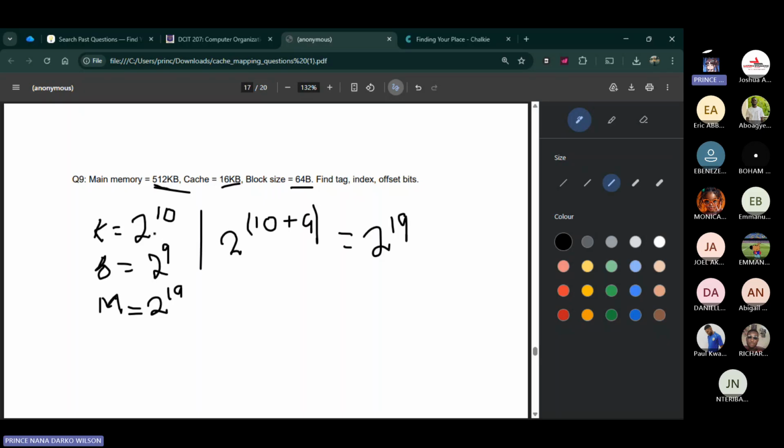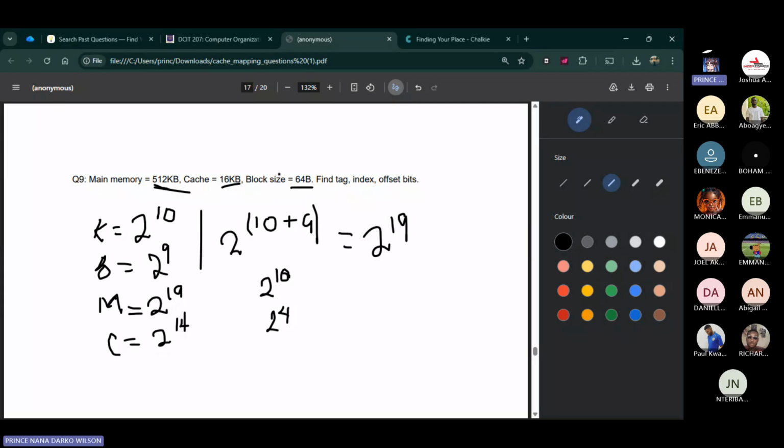And if you want to apply the same idea to the 16 kilobytes, you do the very same thing. You take into account what kilo stands for, that's 2 to the power 10. And for the 16, we know that's 2 to the power 4. So you multiply them, it becomes 2 to the power 10 plus 4, and that gives us 2 to the power 14.